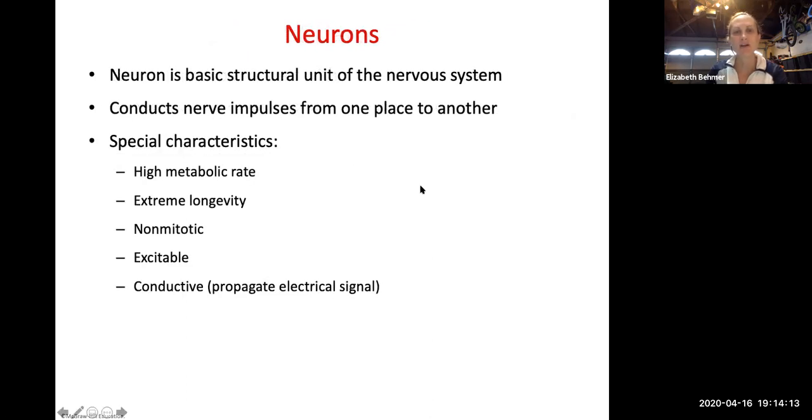All right, so the neuron is the basic structural unit of the nervous system. It can conduct nerve impulses from one place to another. It has a high metabolic rate, so it can take in some sort of energy source and continue functioning. It has extreme longevity, so it lasts a long time. It's non-mitotic, so it doesn't divide through mitosis. It's excitable, so it can carry an electrical signal, and it's conductive. It can send that signal down itself.